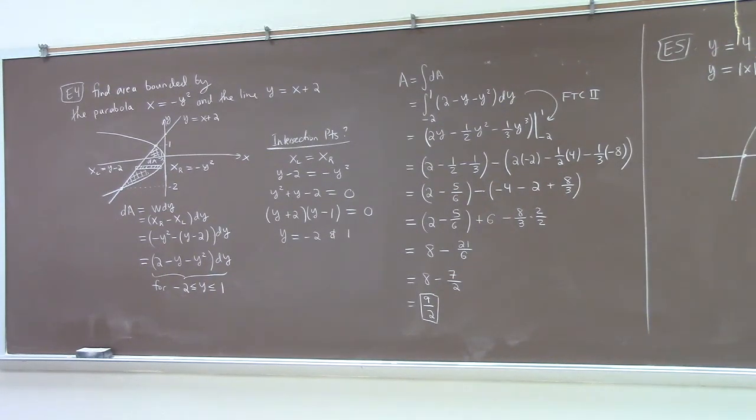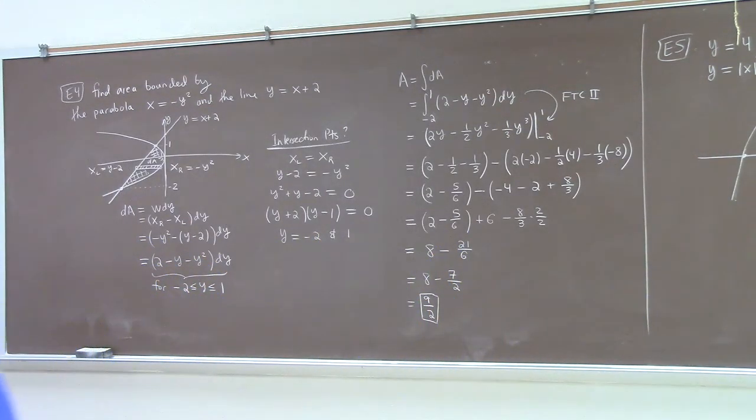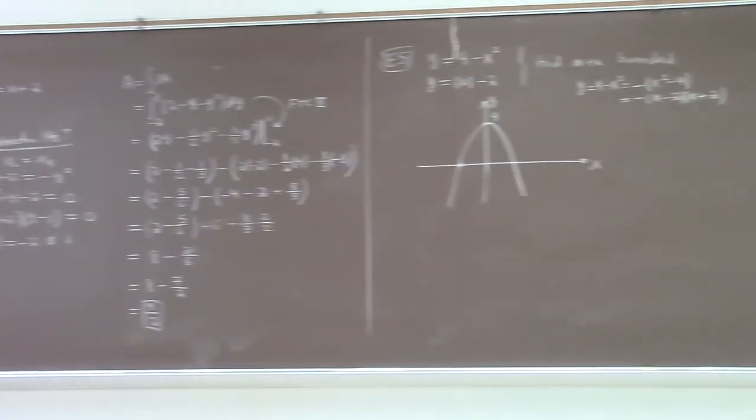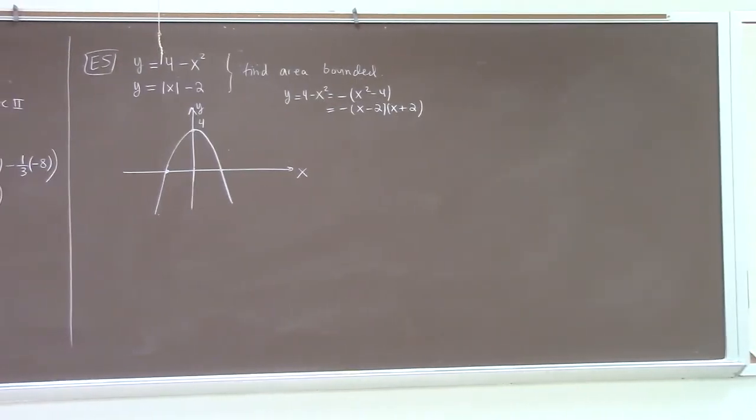Now, how about absolute value of x minus 2? Well, to graph that, I know what the absolute value function looks like, right? You guys know what the absolute value function looks like? It's like a V, right? So y equals absolute value of x is just the V that opens up from the origin.